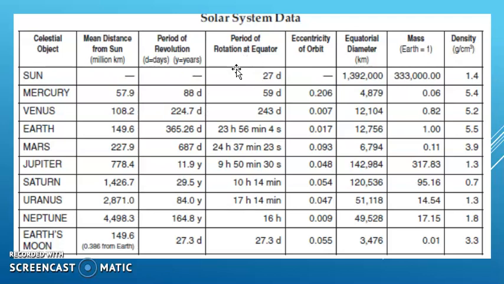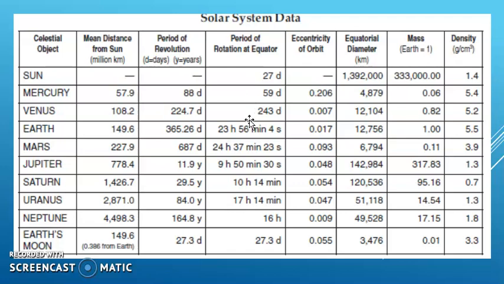The period of rotation at the equator, that's how long it takes to spin on its axis once. The rotation is what causes day and night. So the period of rotation would be from noon on one day to noon on the next, meaning when the sun is highest in the sky for that particular object. So the sun rotates at 27 days, it makes one complete rotation. So the sun is rotating on an axis as well.